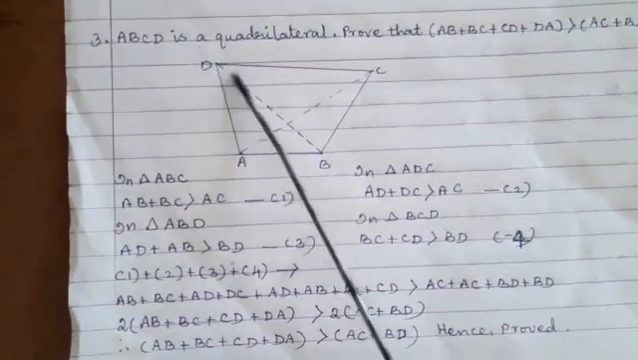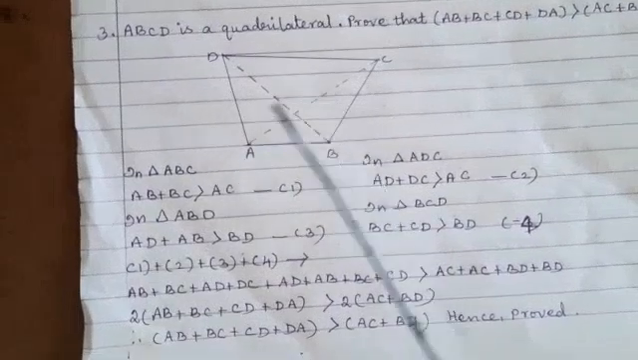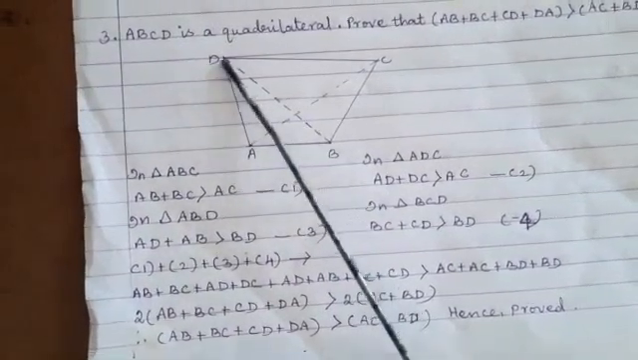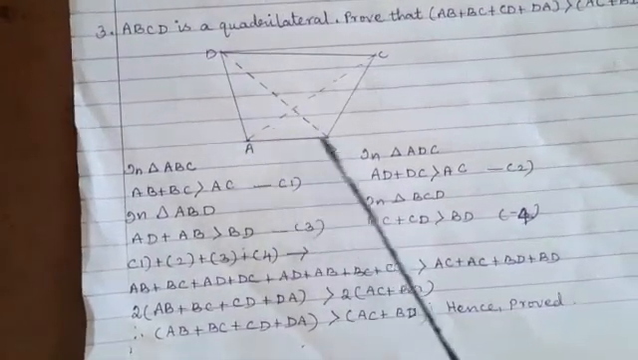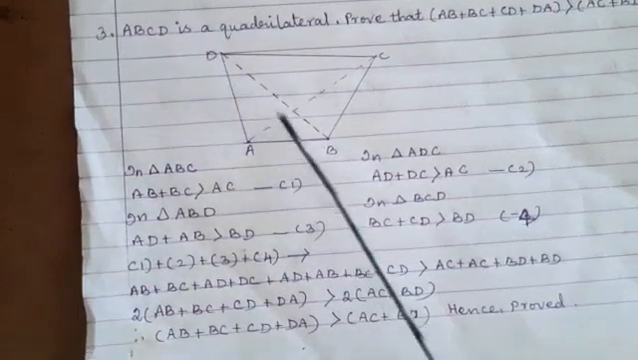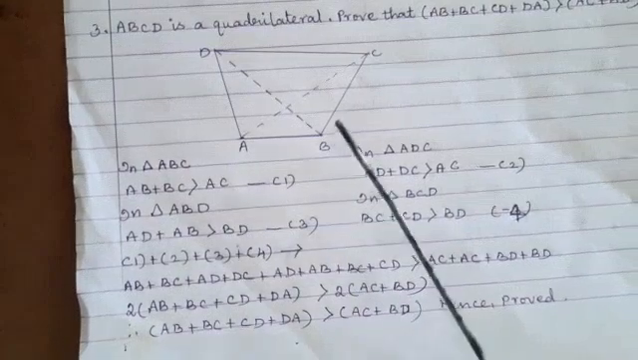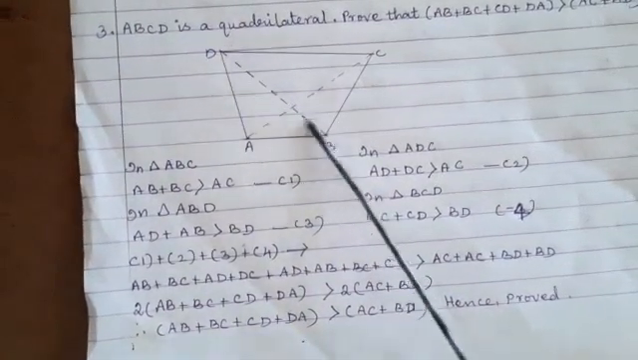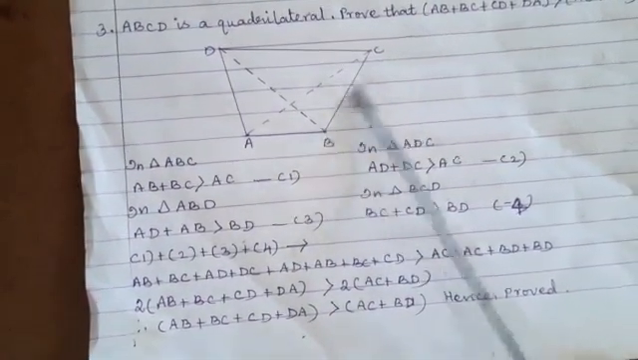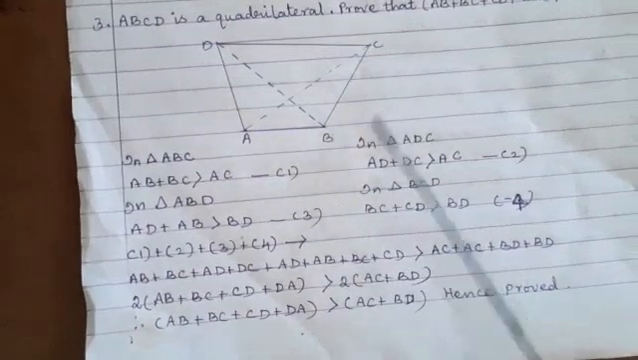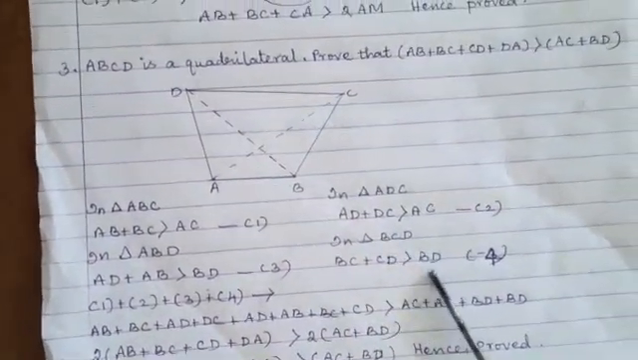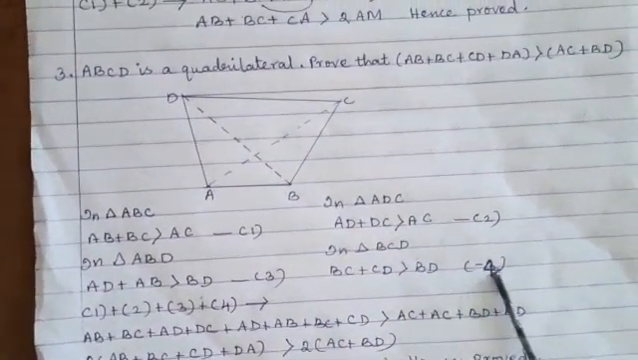Now based on diagonal BD, there are two triangles. First we will take ABD. So AB plus AD is greater than BD. This is equation number 3. Then the fourth triangle, based on diagonal BD, is BCD. So BC plus CD is greater than BD. This is equation number 4.